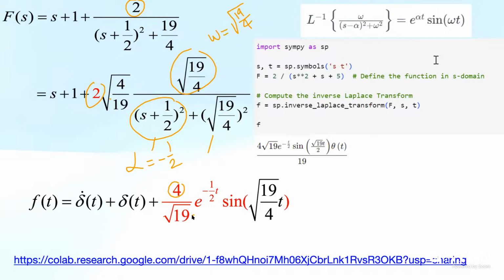This one will be exponential minus alpha t, and alpha equals minus 1 divided by 2. As you can see here, it's exponential alpha t, so it will be exponential minus that part. So it will be exponential minus half t sine omega t, and omega equals square root of 19 divided by 4. So now you have the function.